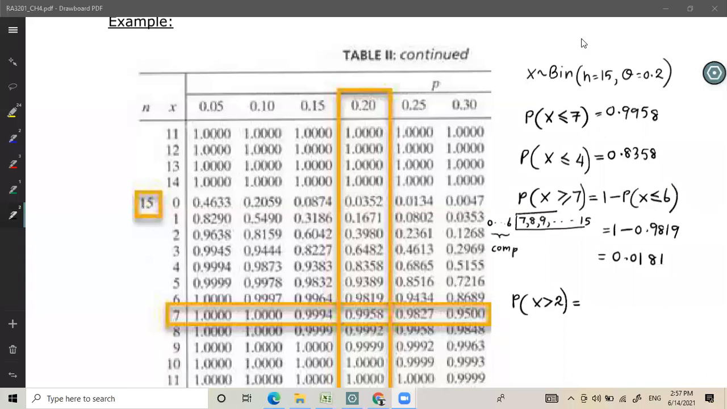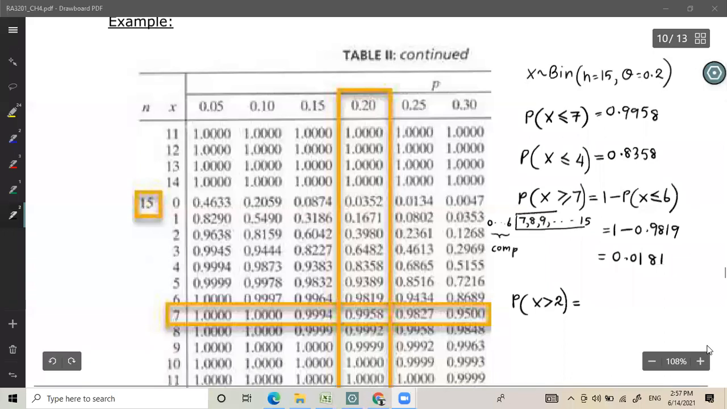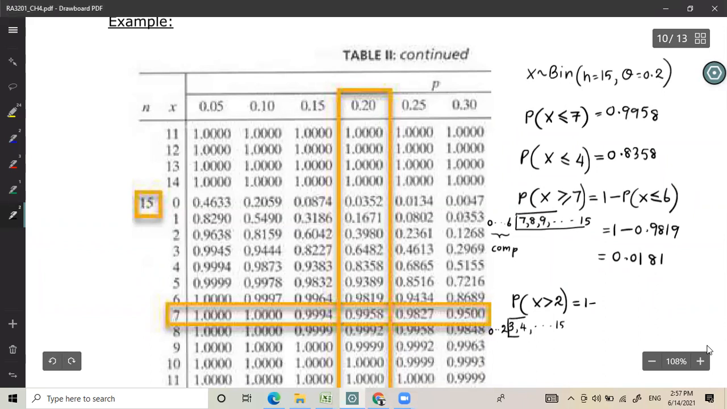1 minus 0.3980, yes, because if you need greater than 2, 2 is not included. So you need everything from 3 up to 15. This is what you need. So the complement will be up to 2. So this is 1 minus P(X ≤ 2).